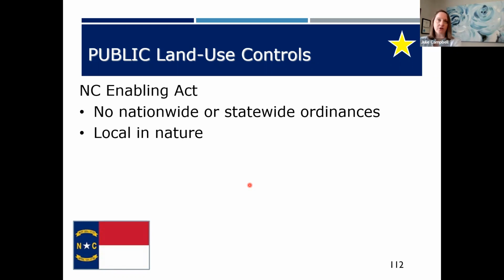Winston-Salem has theirs, Kernersville, Greensboro, High Point, Charlotte, etc. Raleigh, the capital, is not going to show up and say, this is what your zoning needs to be. All cities, towns, and municipalities have the ability to create and regulate their own zoning. The Enabling Act, it's local in nature. Zoning is local in nature.